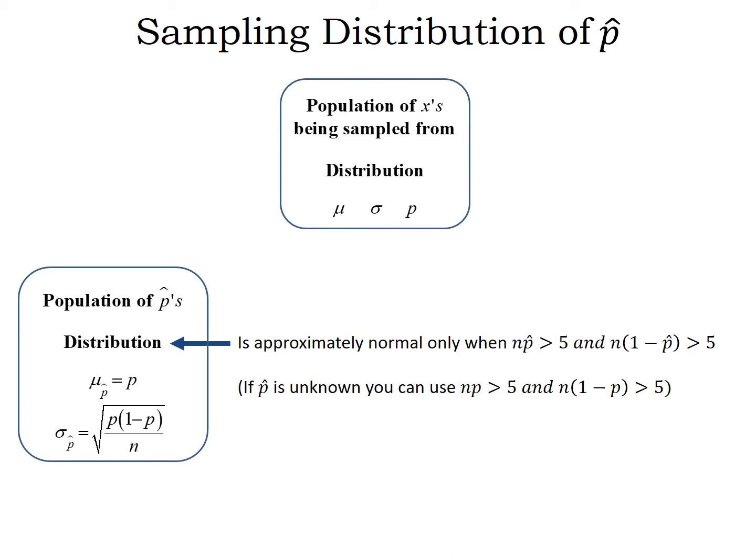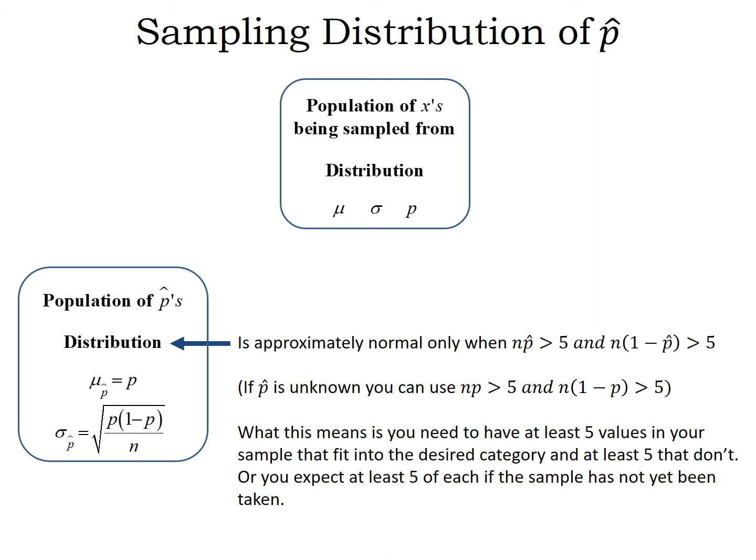So remember, all that means is we have to have 5 that are and 5 that are not in our category. And again, if the sample has not yet been taken, we check to see if it's reasonable to expect that we will end up with at least 5 that are and 5 that are not in our category. We do that by using p as an estimate for the sample proportion. So we check n times p hat and n times 1 minus p hat. Make sure both of those are greater than 5. As long as that's true, p hat will be approximately normally distributed, and then we can use all the tools that we normally use for the normal distribution.